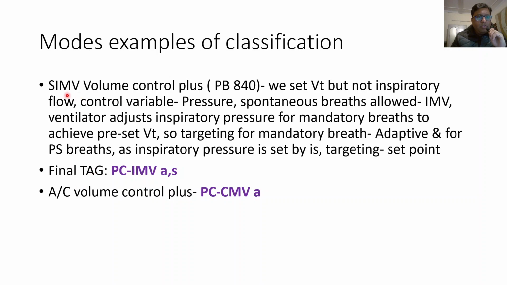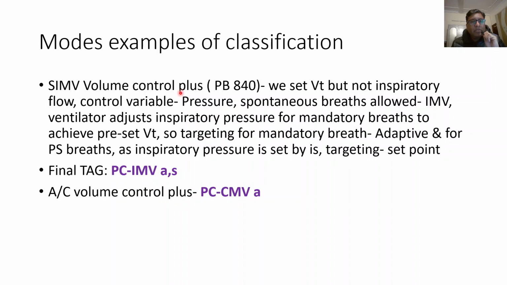Now what happens if we switch to a mode as SIMV pressure support with VC plus mode on PB840 itself? Now we are set here for the mandatory breaths, we set tidal volume but not the inspiratory flow. So control variable becomes pressure. Now as the SIMV is also set, spontaneous breaths are also possible. So sequence will not remain CMV. Now it will become IMV.